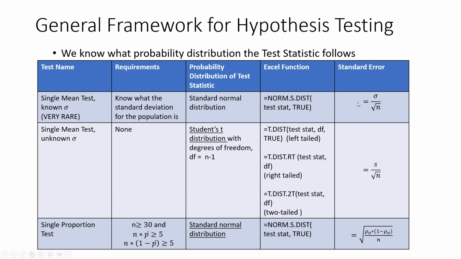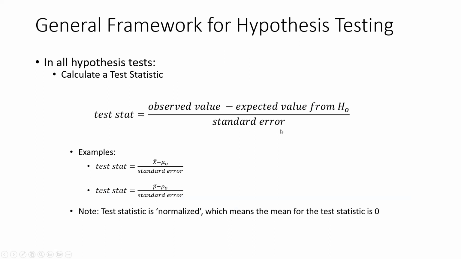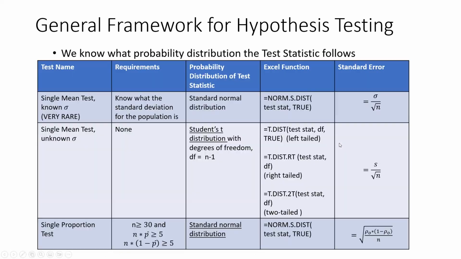And we would use the standard error in the previous formula, the one I told you we generally look up. We would use sigma over the square root of n because we know sigma. If we don't know sigma, then we're just going to substitute it with the sample standard deviation divided by the square root of n. And this is the standard error that we'll be using for most of our single mean tests.